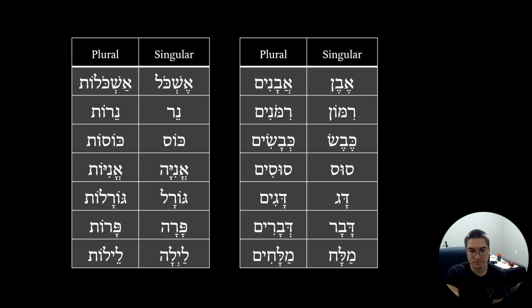But overall, if you see the im ending or the ot ending, you're looking at a plural noun. And it's just a helpful thing to keep in mind as you're reading your Hebrew. These words are also great to practice. If you want some reading practice, just working through each of these, you can check your pronunciations against mine.